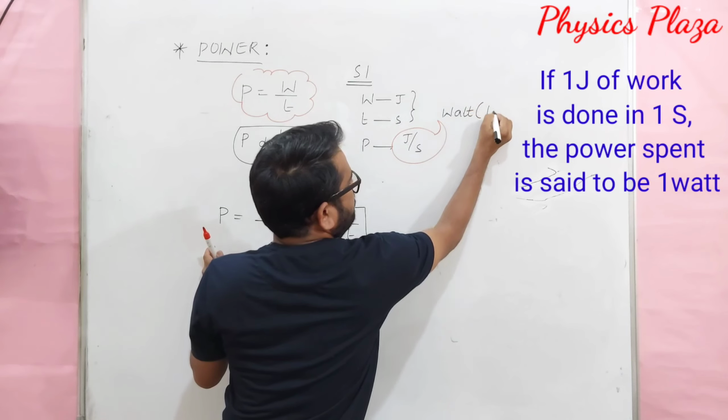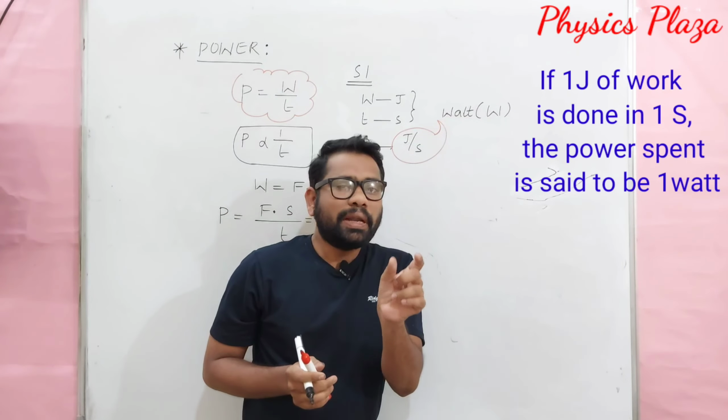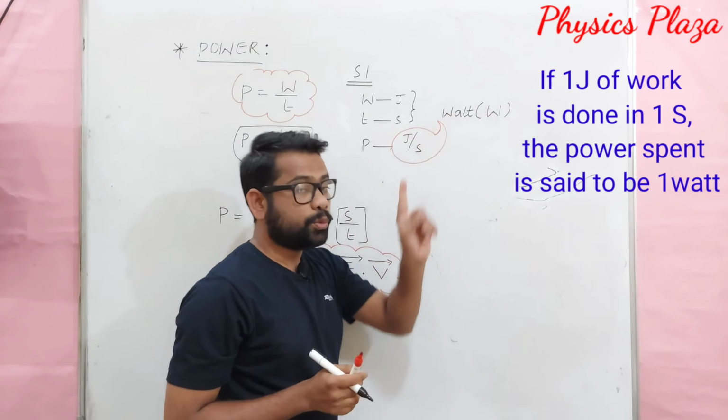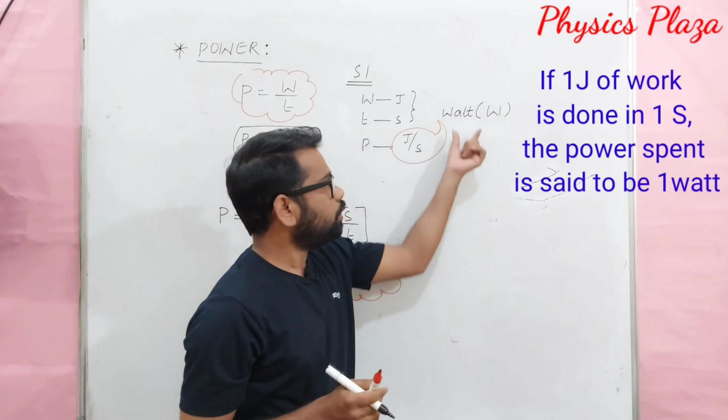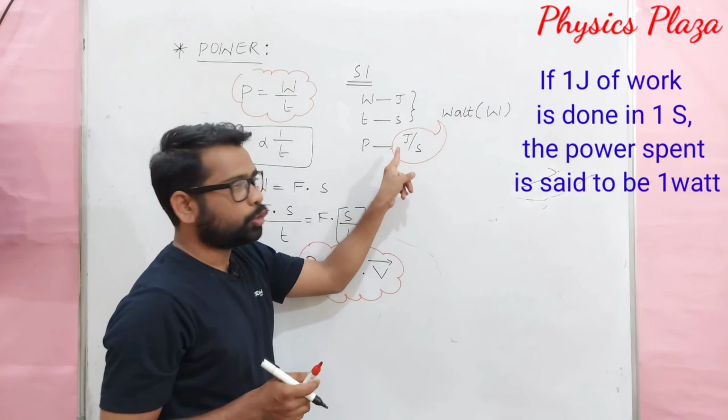W-A-T-T, watt. So the representation is capital W. Children, whenever you are writing the complete name of the unit, the first letter should be a small letter. It's very, very important. So watt is the unit of power. It is also called joule per second.